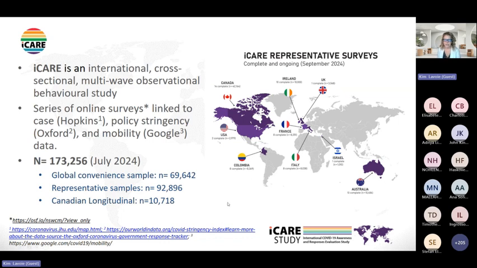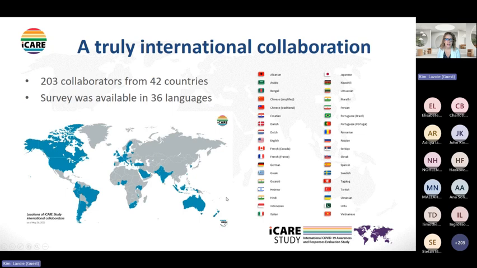And the map here depicts where we have our representative samples that are more repeated measures. It was truly and is truly an international collaboration. At its peak, we had over 200 collaborators from 42 countries, and the survey was available in 36 languages.